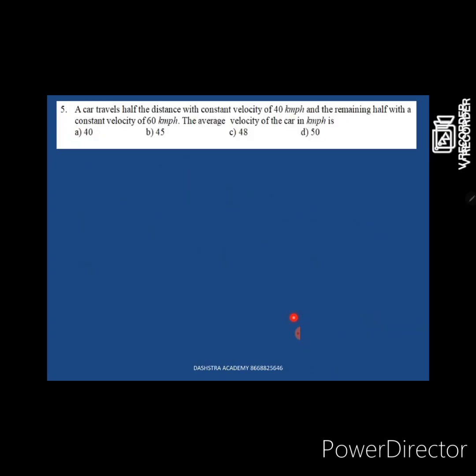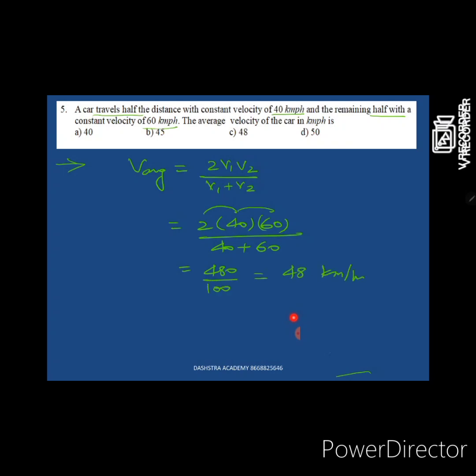Then question number 5. A car travels half the distance with a constant speed. So first half of the distance with a speed of 40 km per hour and the remaining half with a speed of 60 km per hour, the average velocity. So again the distance is same. So we can apply the same formula, 2 times v1 v2 divided by v1 plus v2, since the distance is same. So 2 times first speed is 40, next is 60, divided by 40 plus 60. So this will become 80 into 60, that is 4800 divided by 100. So my correct answer should be 48 km per hour. That's it. 48, option C is correct.